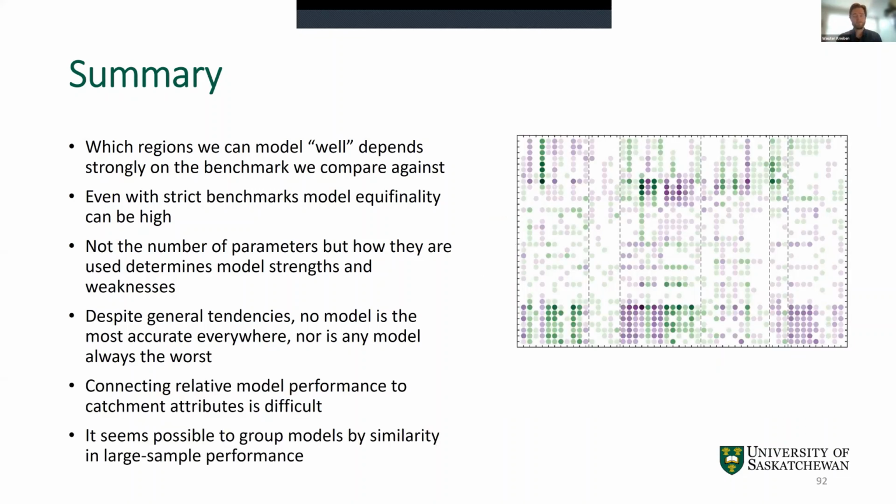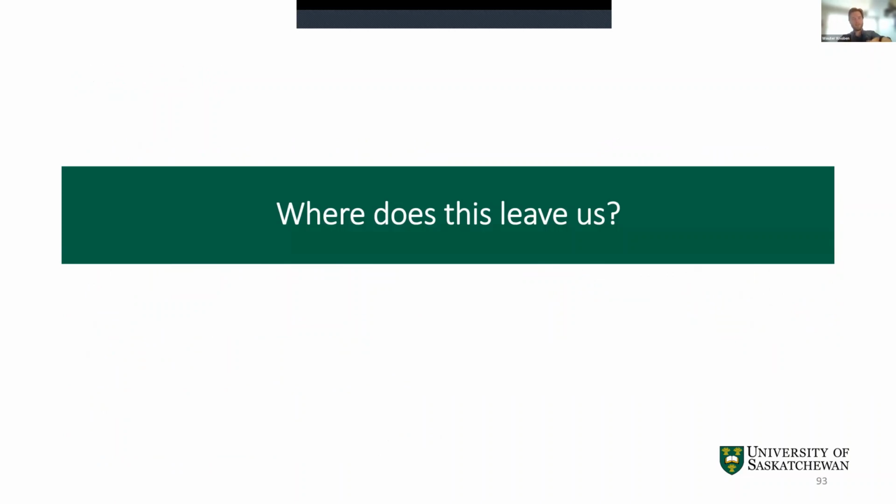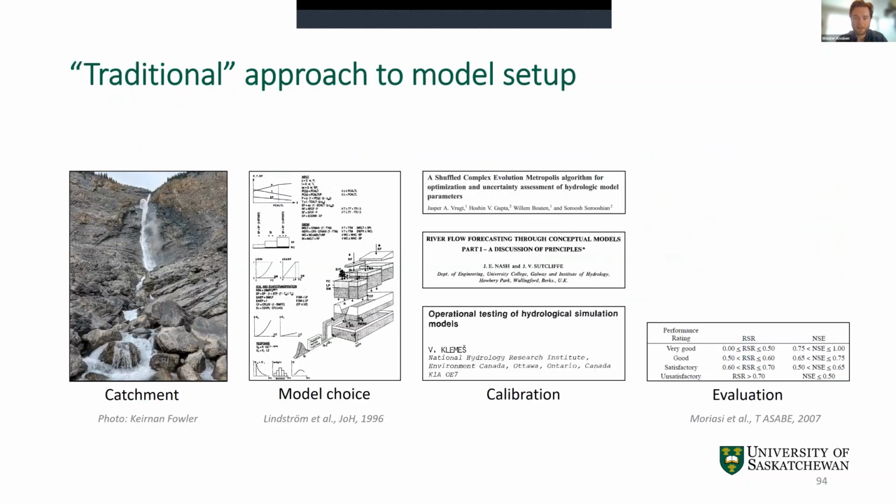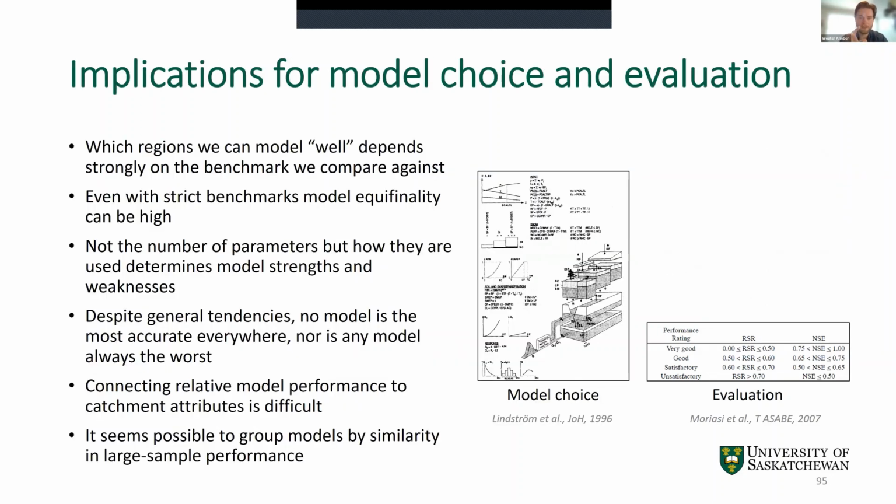But predicting where these models are good or bad from catchment attributes alone is quite difficult, although it does seem possible to group models by similarity in their large sample performance. So, okay, fine. But where does this leave us? If we now go back to this traditional approach to model setup that I talked about in the beginning, I think this has implications for particularly model choice and evaluation procedures.